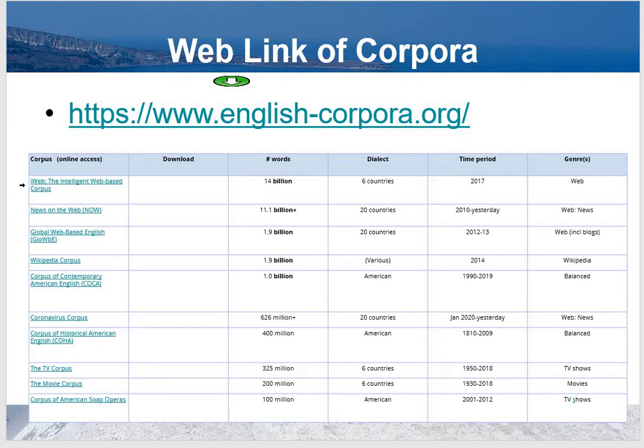First, these corpora are updated on a daily basis. That's why they are expanding day by day. iWeb, a web-based corpus. News is based on different pieces of news around the globe. Global web-based English, that is, the English which is used on websites. So those who are writing blogs can benefit from this corpus.